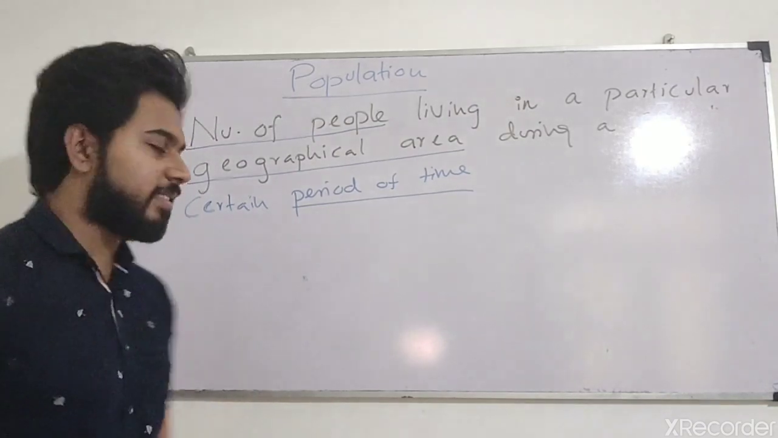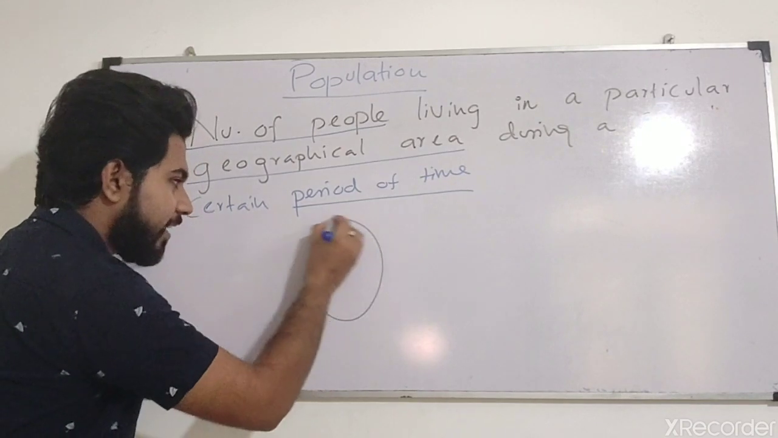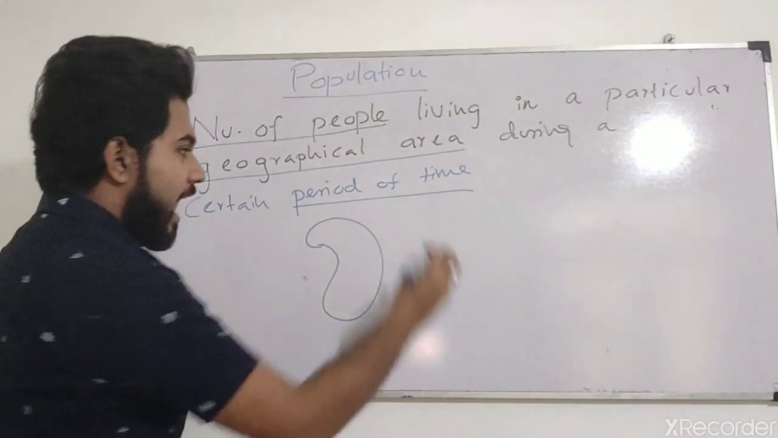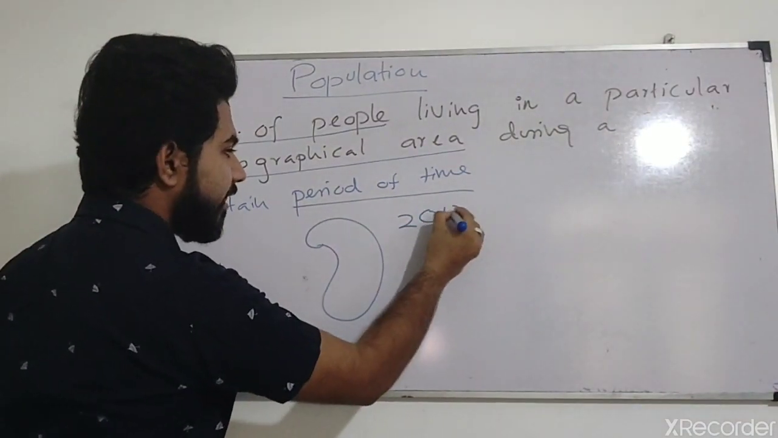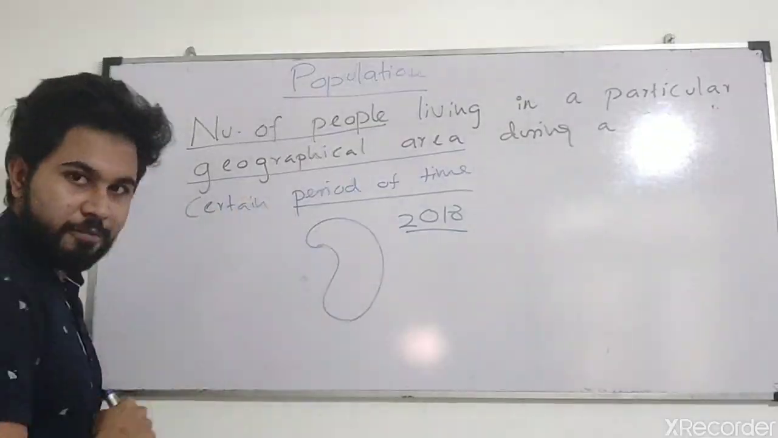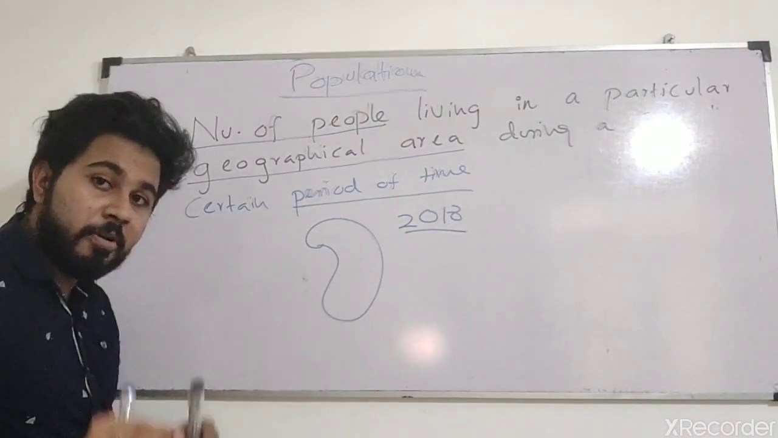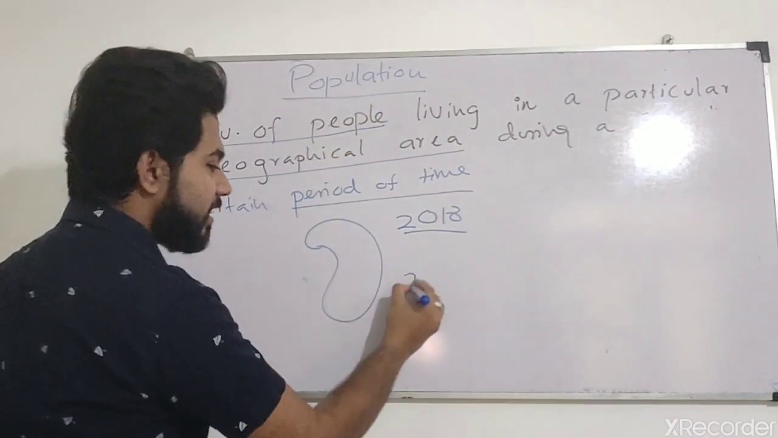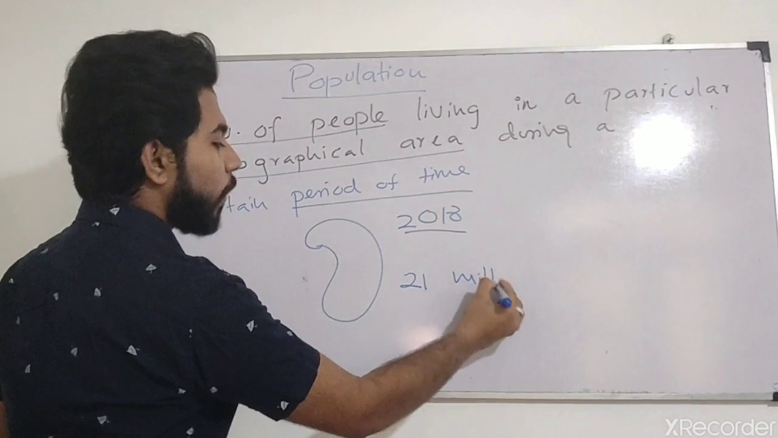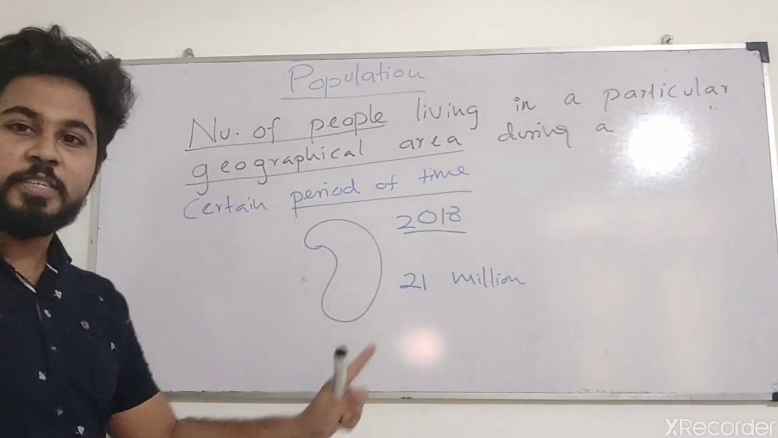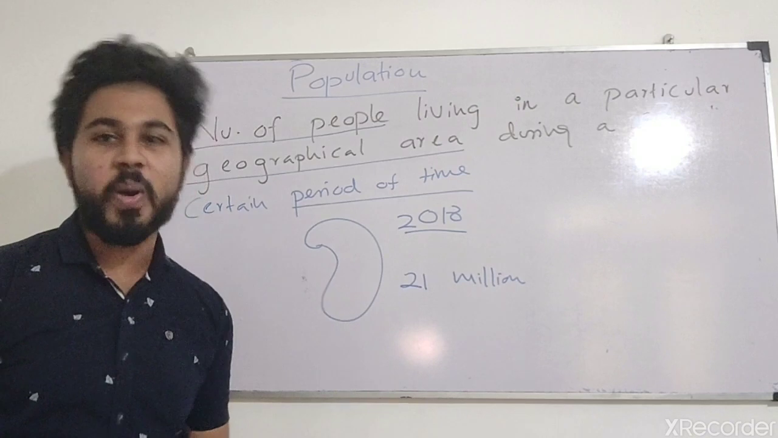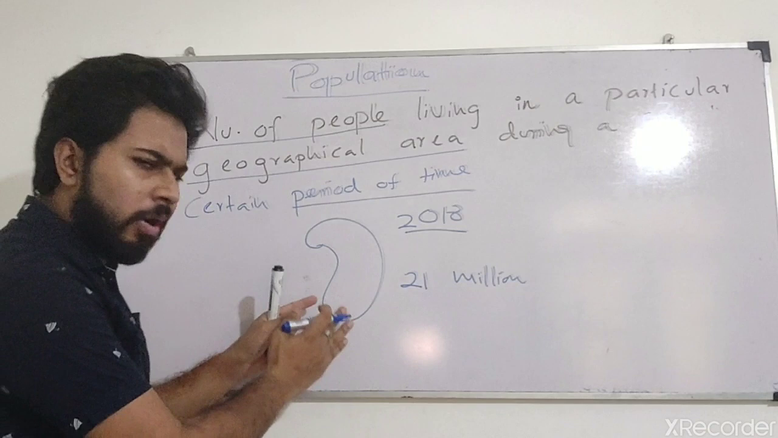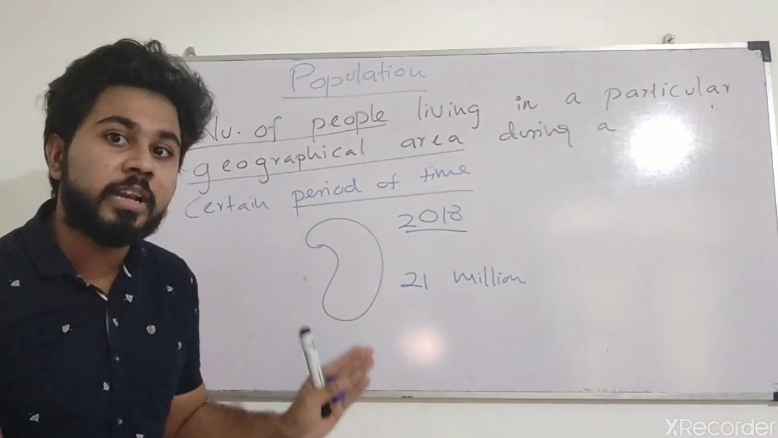the population. Now, let's think about a country. This is the country Sri Lanka. This is a certain geographical area. And the period 2018 is a certain period of time. Suppose the number of people living in Sri Lanka in 2018 is 21 million, then that 21 million is known as the population.